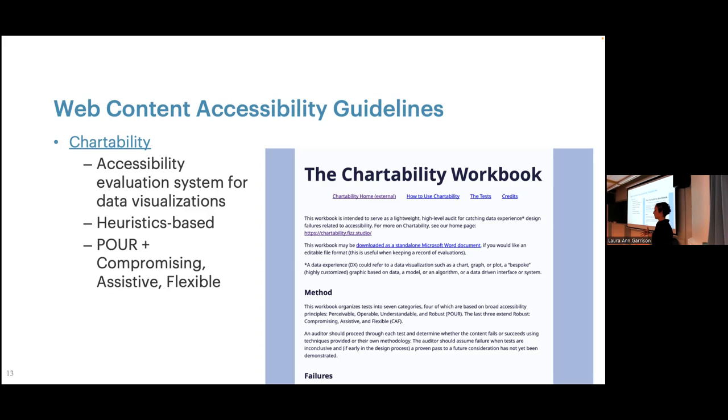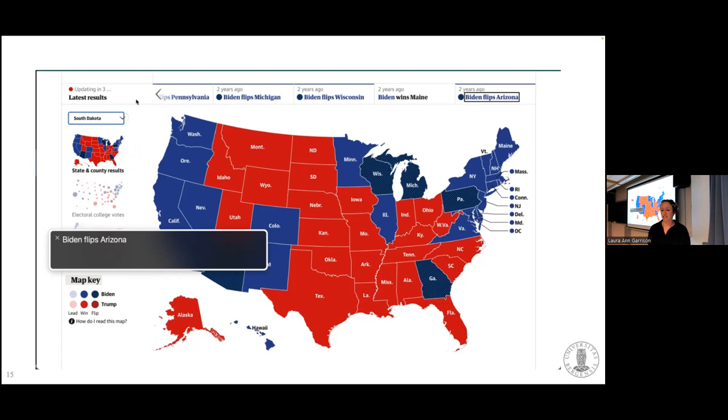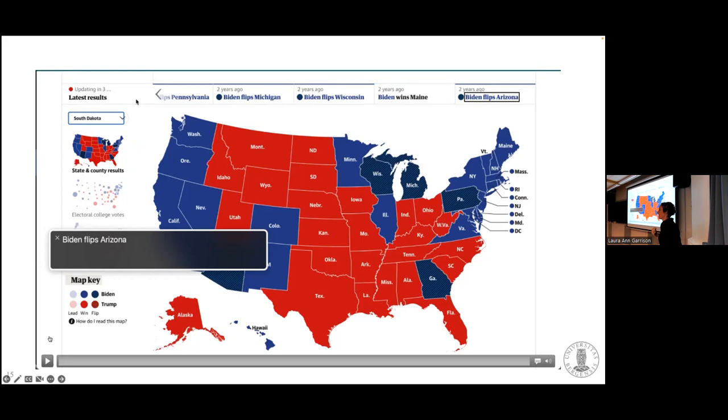And in spite of these guidelines, there's a huge number of home pages on the web that fail to meet accessibility standards. This is a staggering number that I find very surprising. And one example that I want to share is this visualization of the 2020 US presidential election results. And this is a visualization that's on the Guardian's homepage. So this is a very large news site. And so let's experience together the deeply maddening exercise of trying to use a screen reader for this, which is what someone who's visually impaired would have to do.